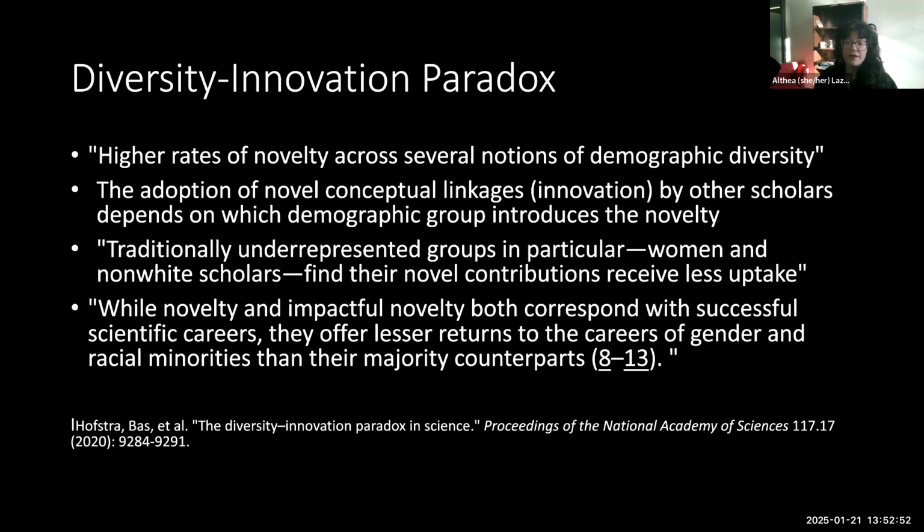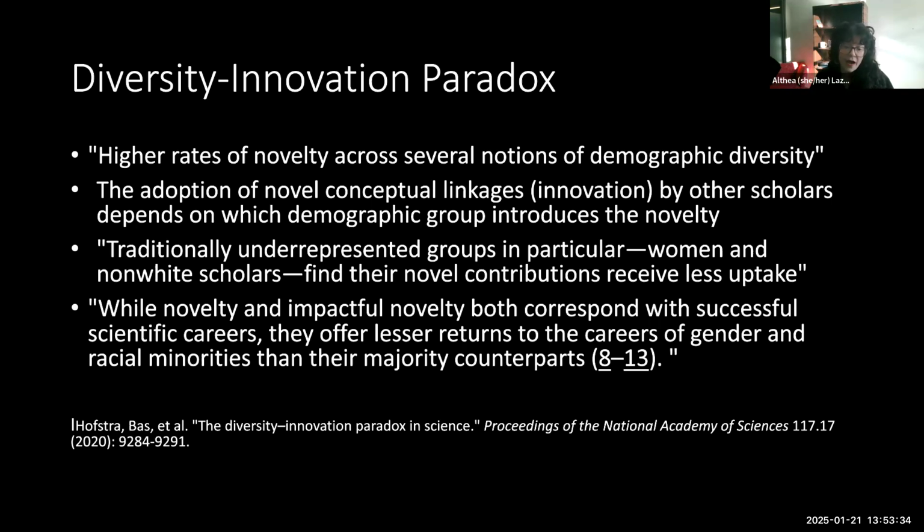But the adoption of novel conceptual linkages, otherwise known as innovation, by other scholars depends on which demographic group introduces the novelty, which means that if a group of white scholars introduced a novel concept, it's more likely to get picked up by other scholars than if the same concept were introduced by a more racially diverse group of scholars. This article also says that traditionally underrepresented groups, in particular women and non-white scholars, find their novel or innovative contributions receive less uptake, are less likely to get picked up and cited by other scholars.